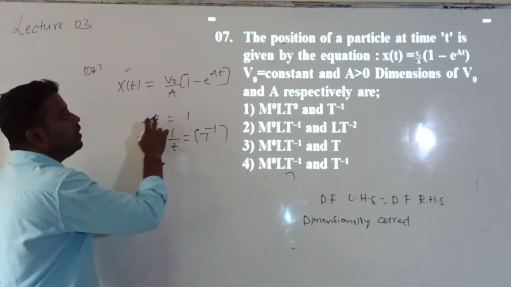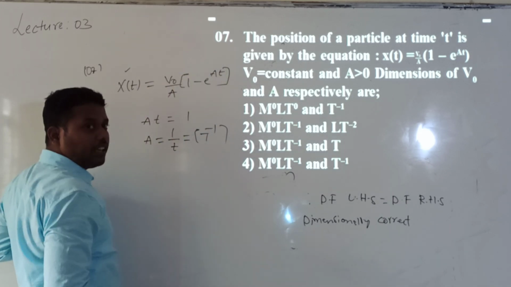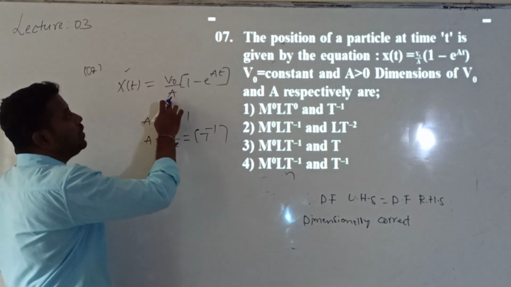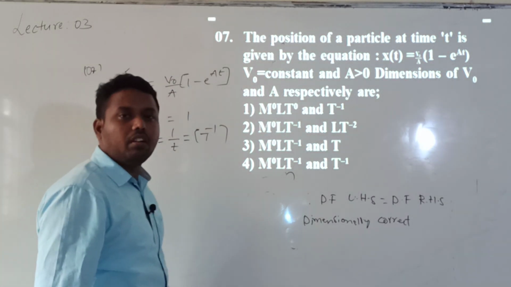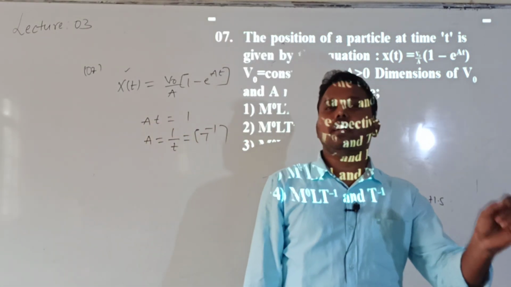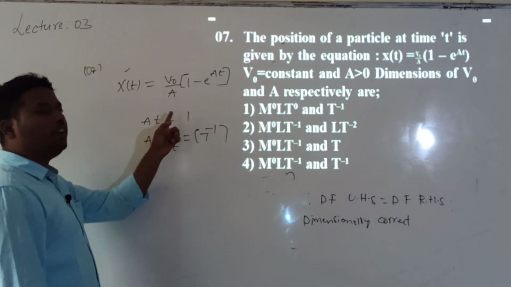So with e power 1 value here, when I write a into t, this exponential will become 0. That way, what is left? V naught is x of t equal to v naught by e. To make that exponential value 0, we will write that a t value equal to 1.